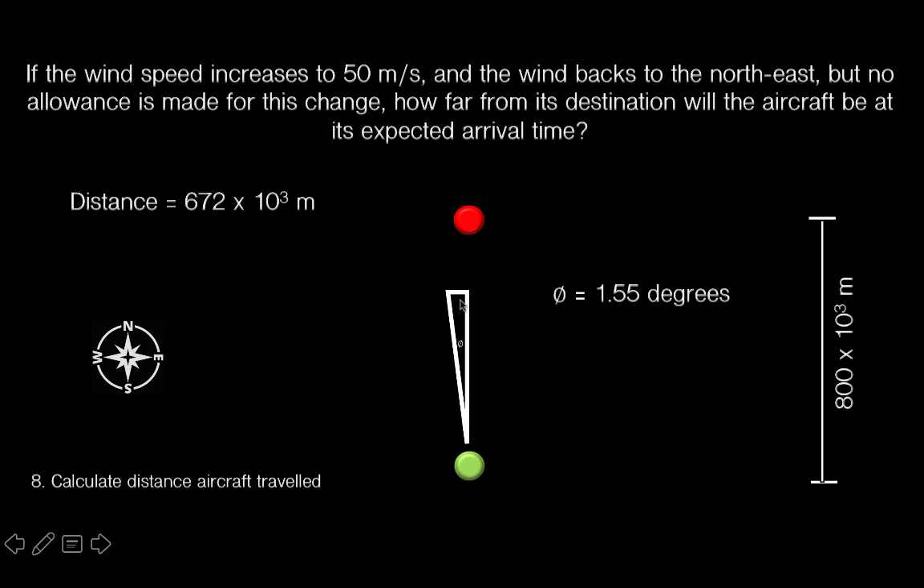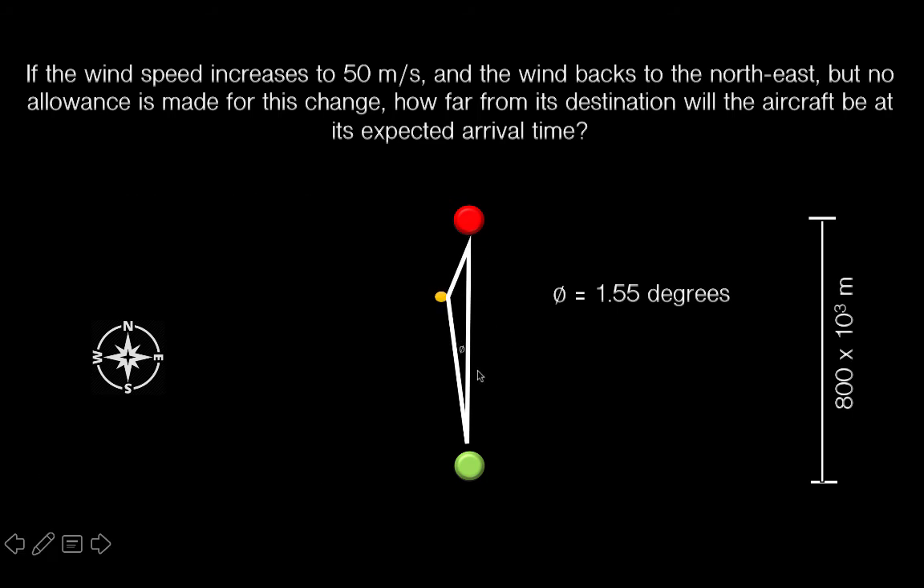So if you forget about the components for now, and we pay attention to this yellow dot, which will represent where the aircraft will be at its expected arrival time. So the question is, how far from the destination will the aircraft be? So aircraft is here, and we want to figure out how far it is from the destination if this 50 meters per second wind happens to appear.